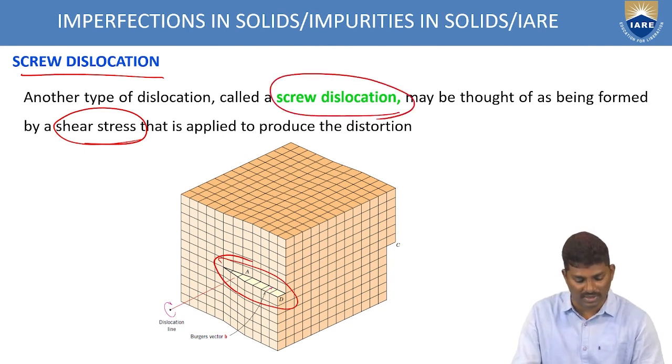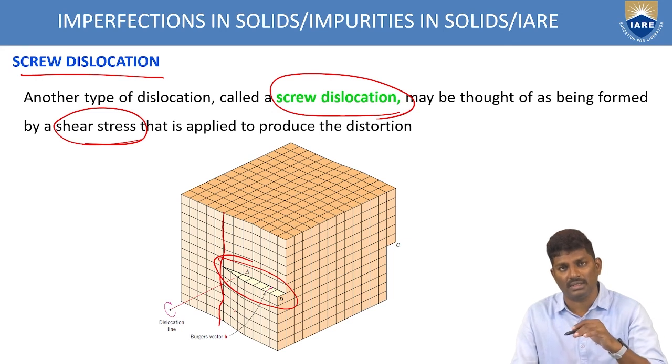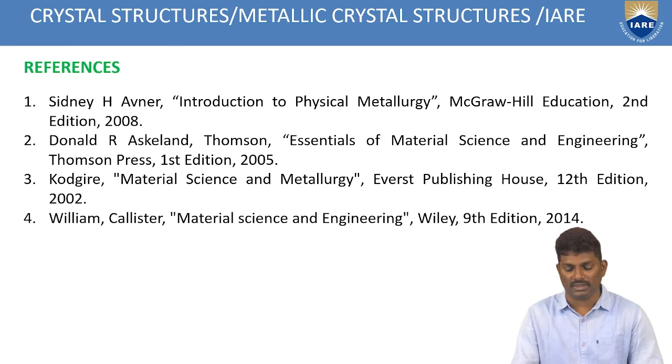So you can observe clearly the dislocation line from here up to this point. You have uniformity in the structure, but once the shear force is applied on the body, what happens? There is some change in the position. You get some screw dislocation here. So this is one type of dislocation. This is how you can observe the different types of defects in solid bodies.